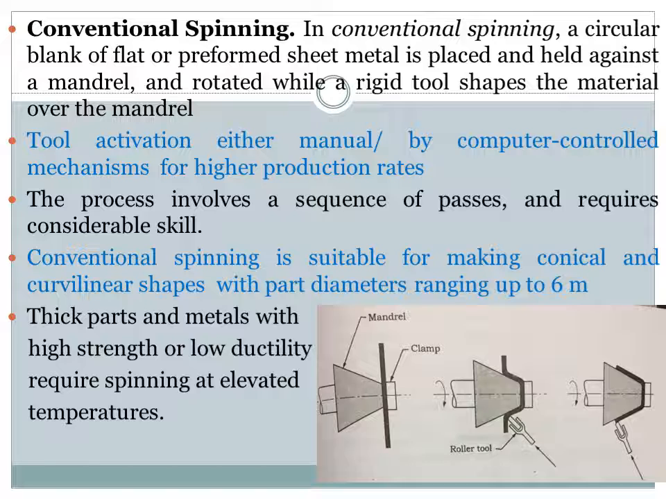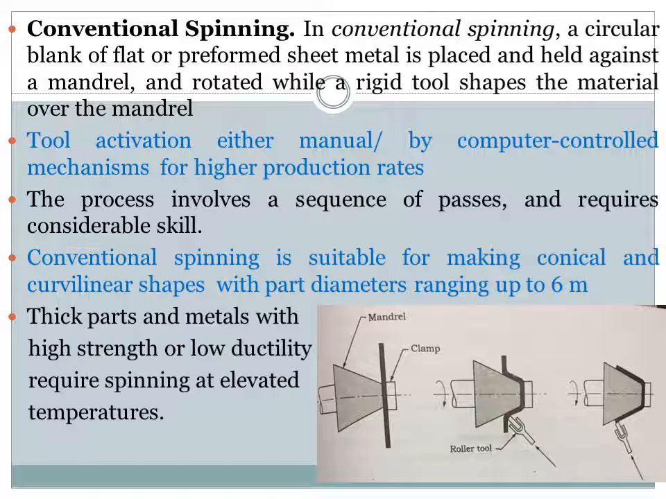And the tool activation is either manual or it can be on a computer controlled machine. And the process involves a sequence of passes. In only one pass, we may not be able to produce the shape because sheet metal has got a high strength, and in order to form the sheet metal to the required shape, we may require several passes so that the sheet metal is exactly formed over the mandrel.